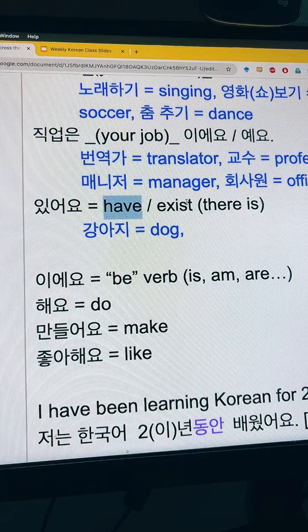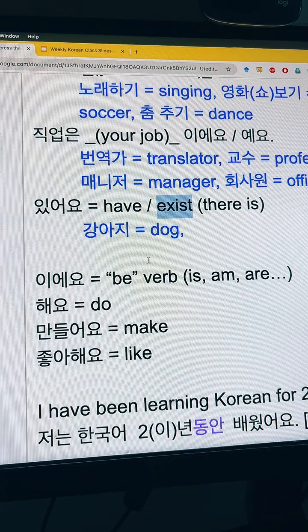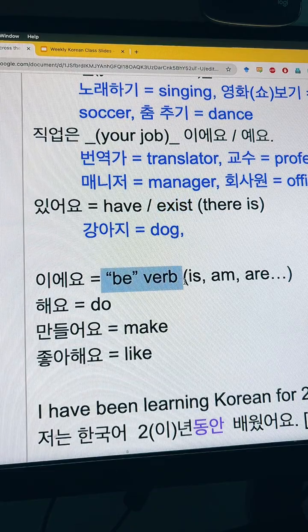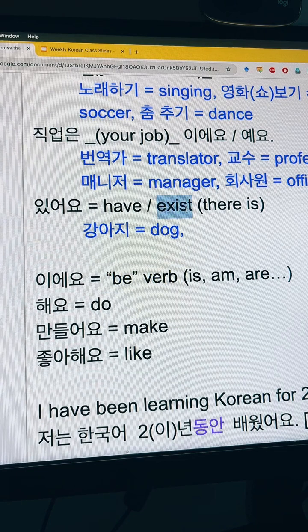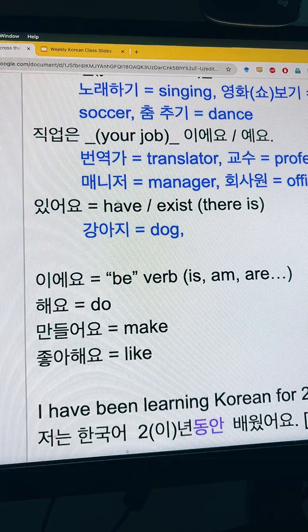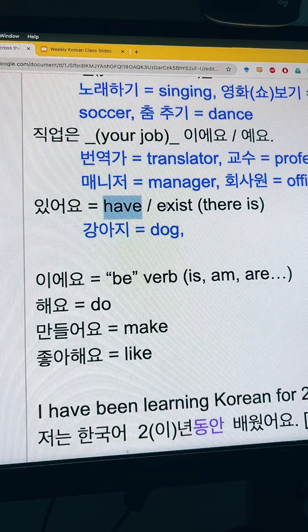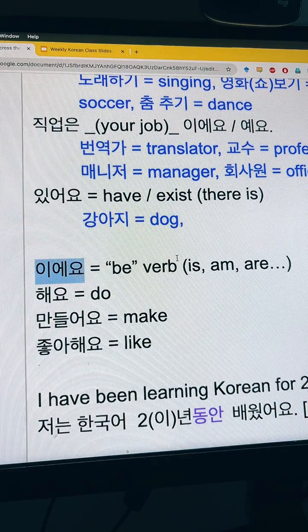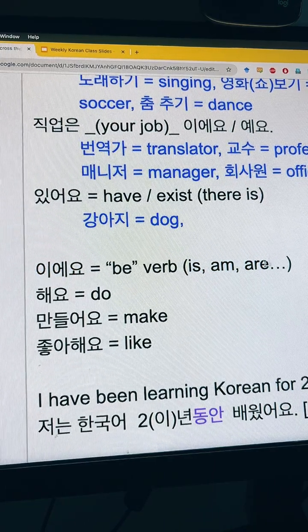있어요 means to have, or that something exists there. So this exist aspect might be confusing with the be verb aspect, but think about this definition as just that place has it. Wherever you're talking about, if you're talking about yourself, you have it. It exists within you. 있어요. 이에요 is just really simply the be verb. Hope that makes sense.